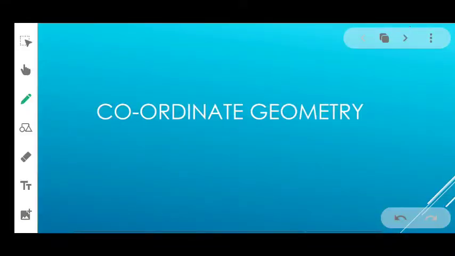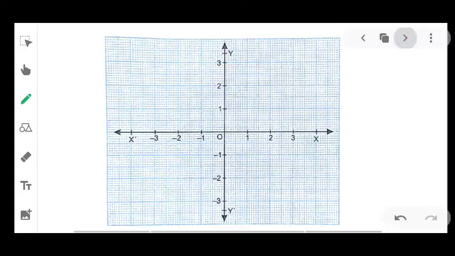Good morning, students. Today we are going to begin chapter number 21, Coordinate Geometry. So in this chapter, first we'll discuss some terms related to this chapter, then we'll solve some questions.